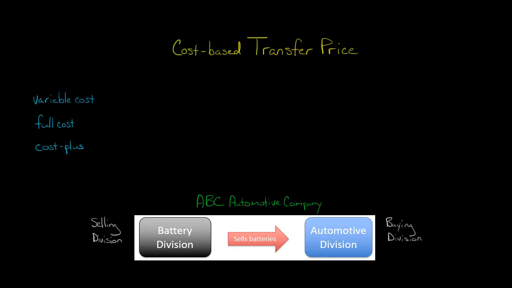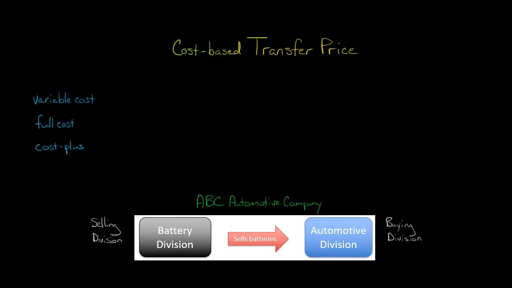In this video, we're going to discuss cost-based transfer prices. So let's say we've got a company called ABC Automotive, and they produce cars, and they have multiple divisions. They have a battery division that manufactures batteries, and those batteries could be sold to some outside firm, or they could be transferred to the automotive division within the same company that produces the cars, right? Obviously, you need a battery for a car, so the automotive division could get the batteries from the battery division.